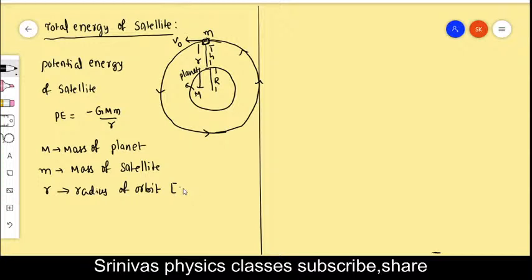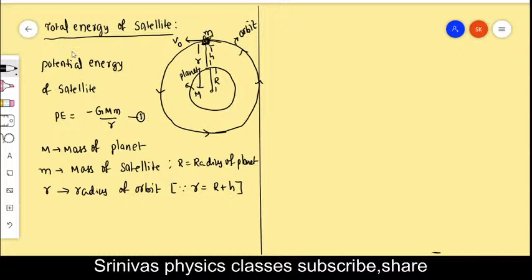We can also write the radius r from the figure as capital R plus H. Capital R is the radius of the planet, and H is the height of the satellite from the surface of the Earth. Together this is the total radius of the orbit, and in that orbit the satellite is revolving. This is the satellite. Now we have the potential energy formula we derived.